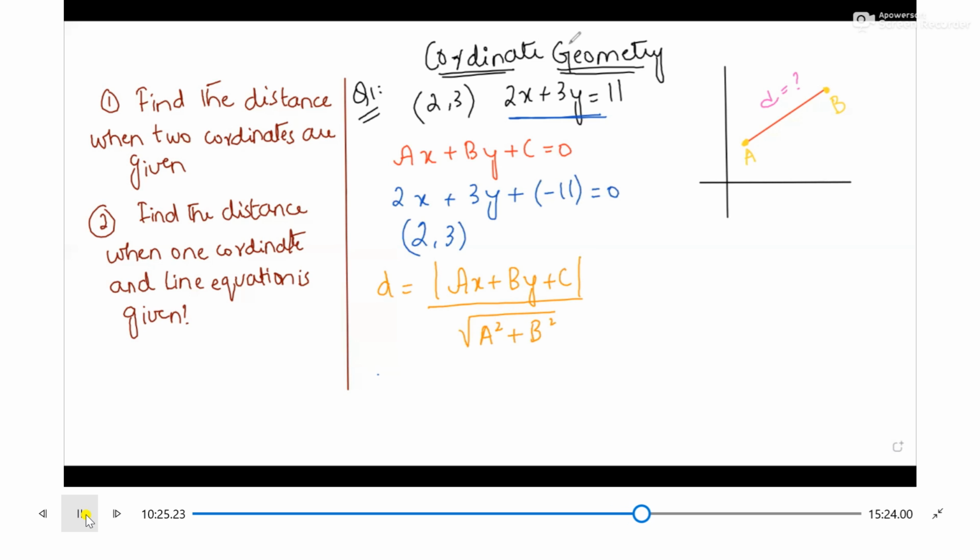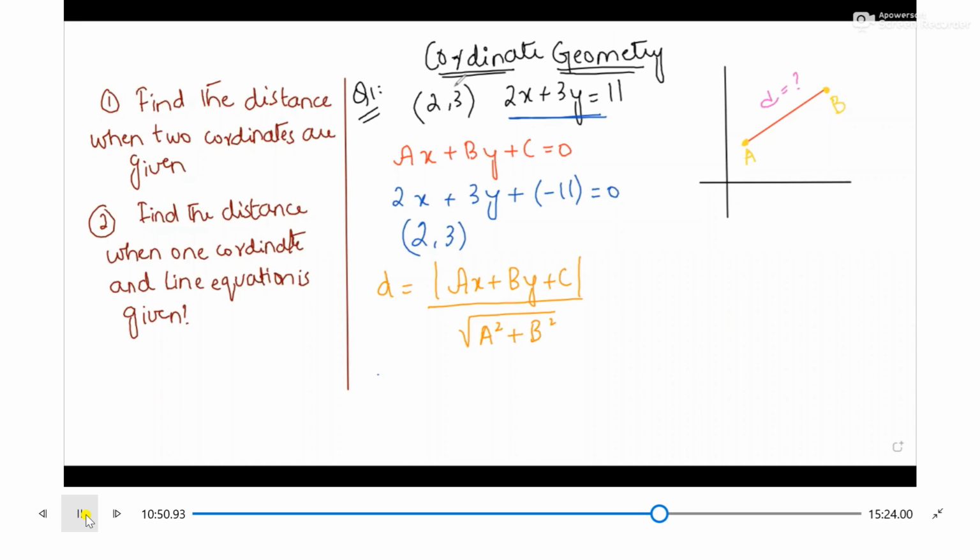What does modulus mean? Modulus basically helps you to convert a negative term into a positive term. That means if we are getting the answer of ax + by + c as negative, it will convert it into positive. Like if we are getting the answer -3, it will turn it into positive 3. Simple, because we all know that the distance can never be in negative form.